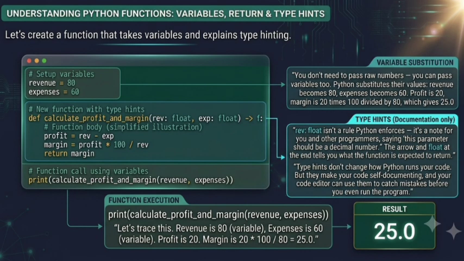Those right there are type hints. Now, this isn't some strict rule that Python enforces when the code runs. Instead, it's more like a sticky note for you or anyone else reading your code, saying, hey, this parameter really should be a decimal number. And that little arrow and the word float at the end, that tells you exactly what kind of data the function is going to hand back. So while type hints don't change how Python actually executes your code, they make everything incredibly self-documenting. Plus, your code editor can use them to catch pesky mistakes before you even hit run.